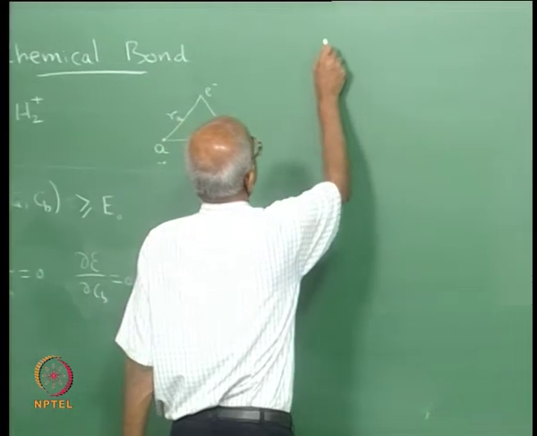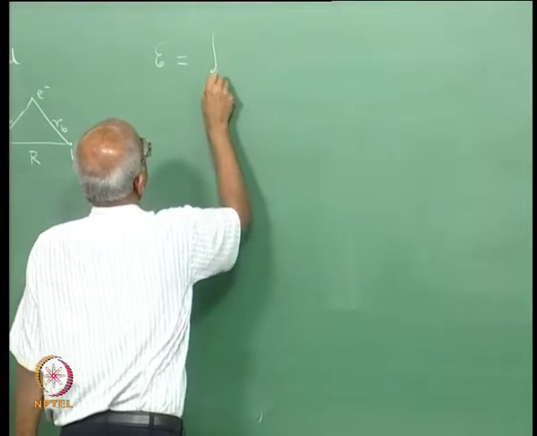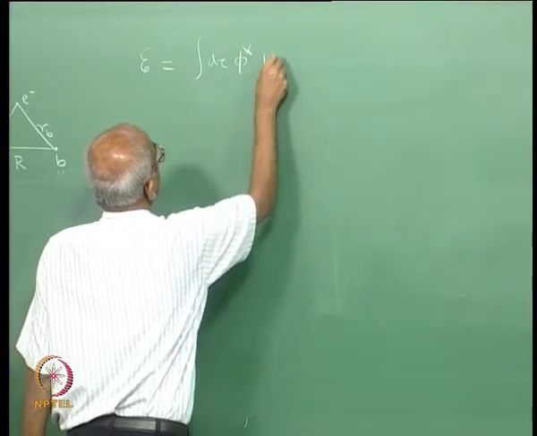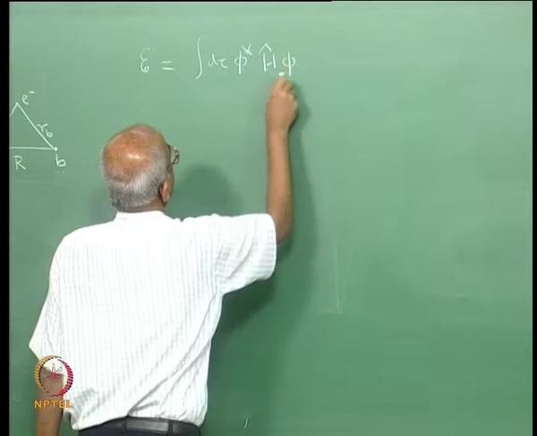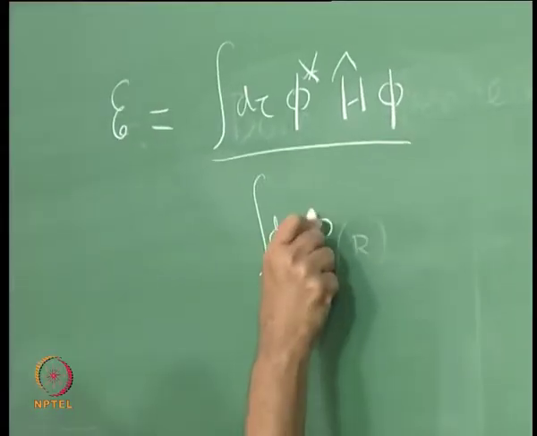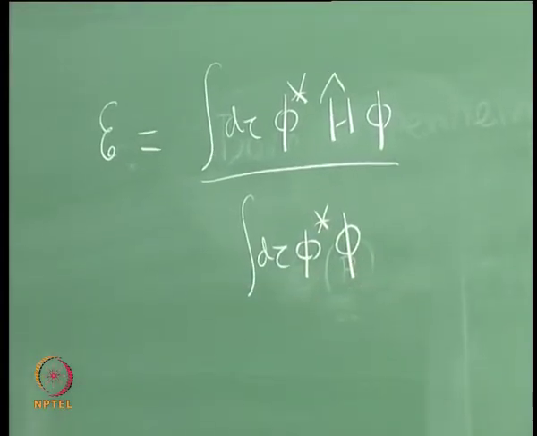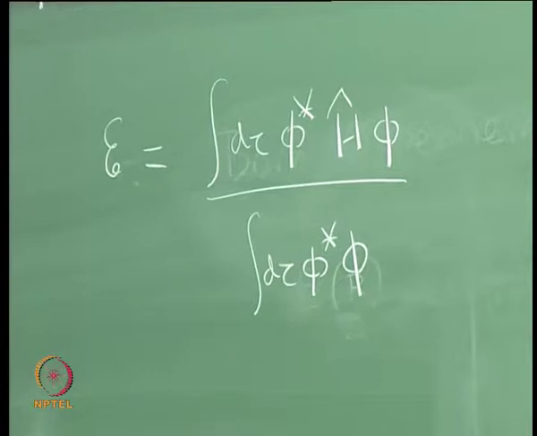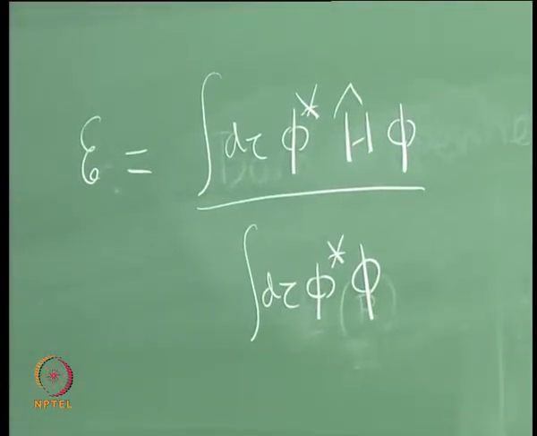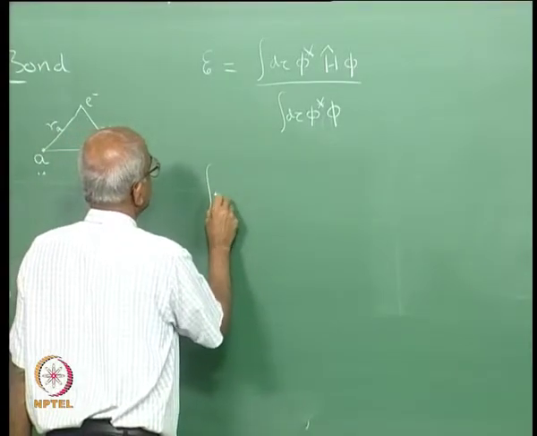The answer is very simple. I have script E, which is equal to integral d tau phi star h phi divided by integral d tau phi star phi. So, this is the expression for script E. Now, let me first calculate the numerator. What is the numerator? The numerator is actually this object.